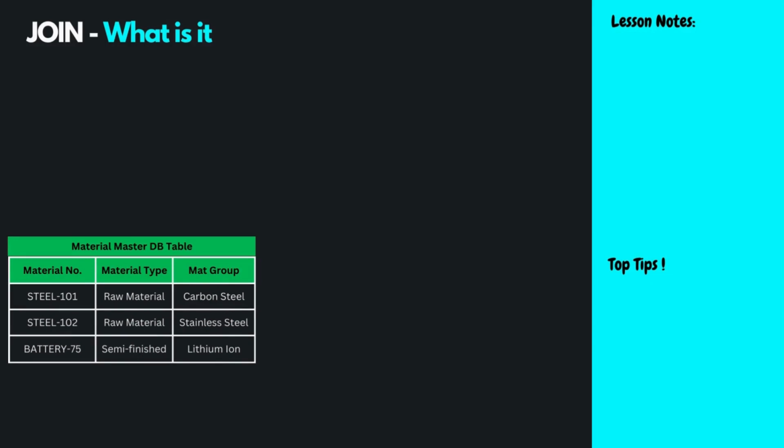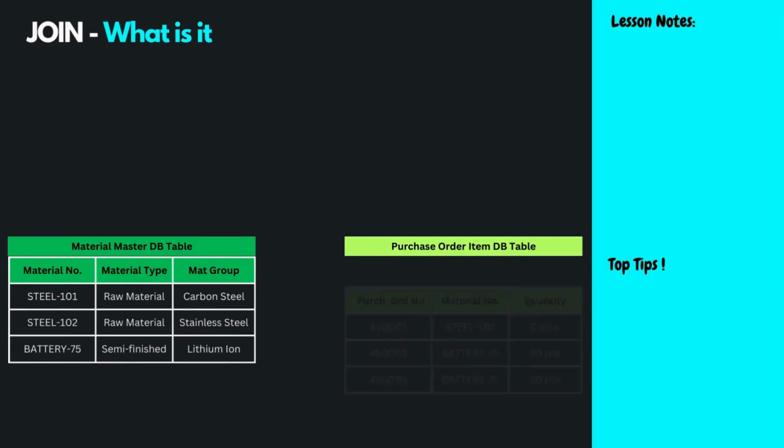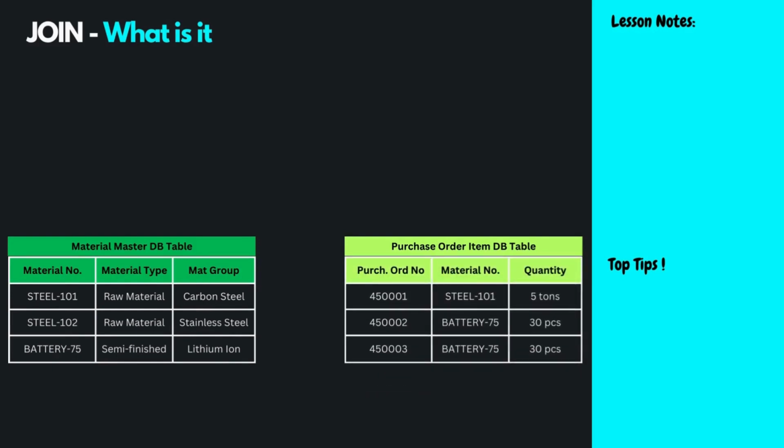Let us now consider a second database table, and this would be the purchase order information table. This table has the columns purchase order number, material number, so the material that was ordered as part of this purchase order, and the quantity that was ordered. The data in this table would look something like this. As an example, we see the purchase order number 45001. We had ordered 5 tons of the material steel 101.